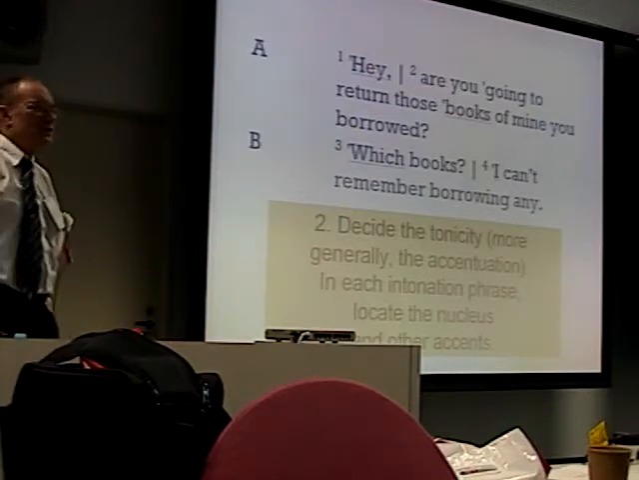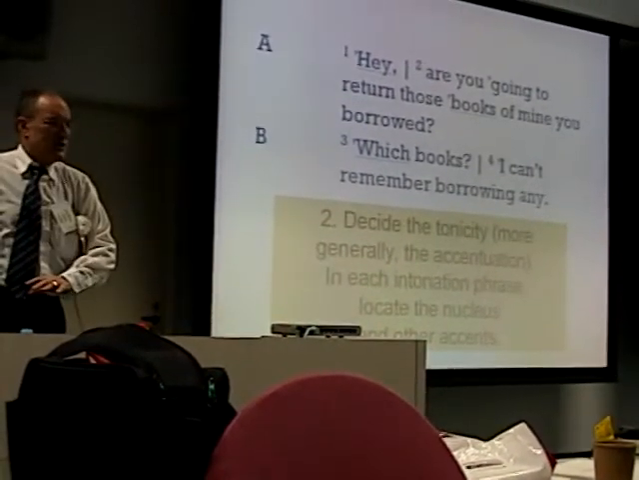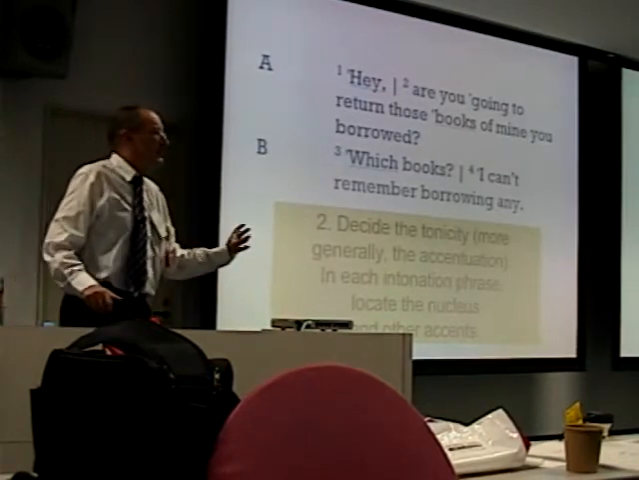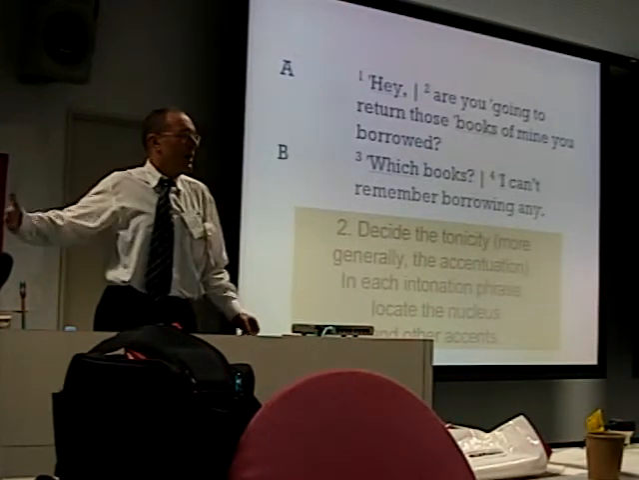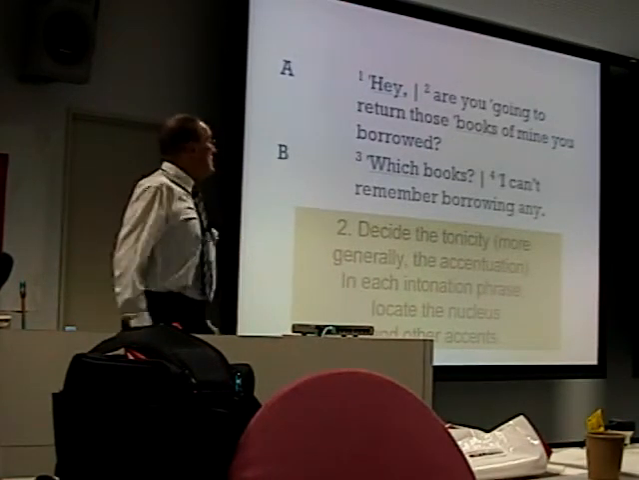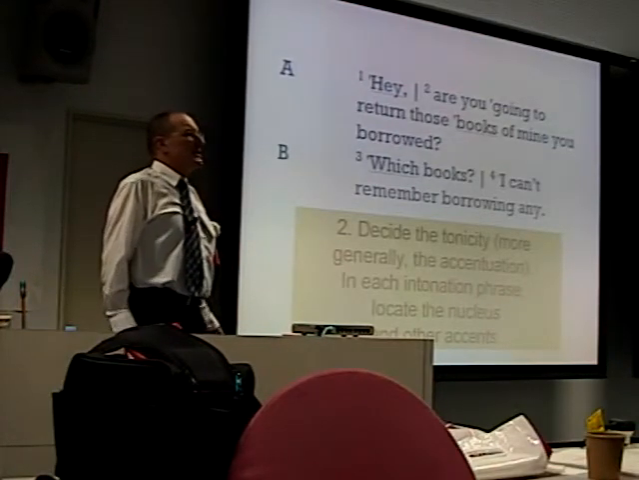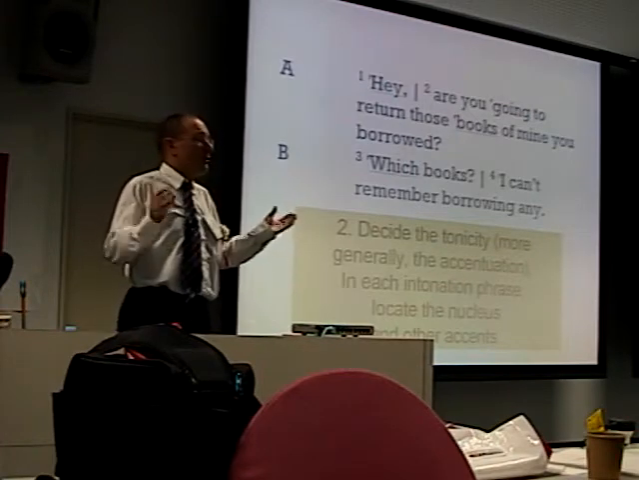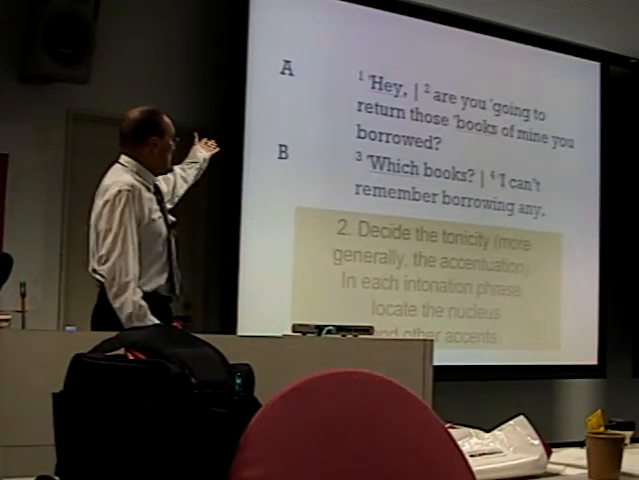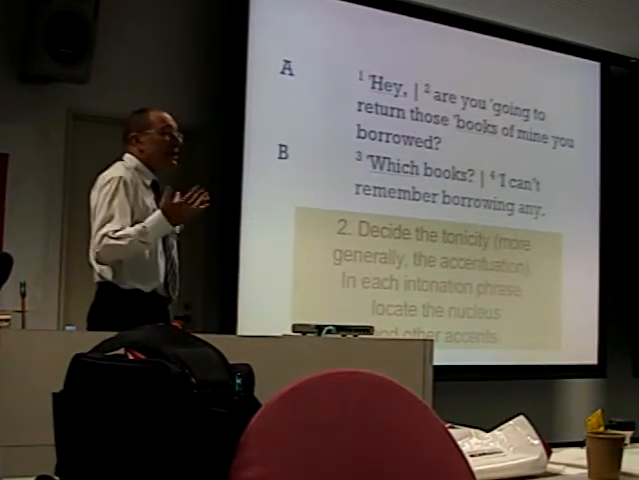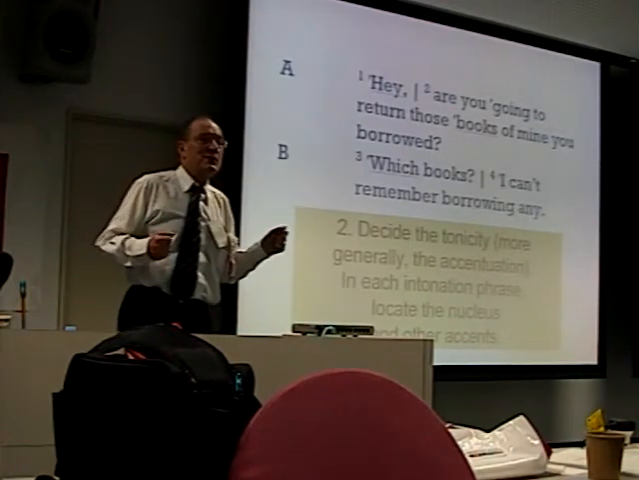Now what have we got next? We've got a question. Questions fall into two main groups. Yes-no questions and WH questions. Yes-no questions are capable of being answered by yes or no. WH questions, which ask you which, who, why, when, where, want a more specific answer. Which is this? It's a yes-no question. The basic rule in intonation is that yes-no questions tend to have a rise. WH questions tend to have a fall. Which is this? It's a yes-no question, so it's going to tend to have a rise. You're going to return those books of mine you borrowed?